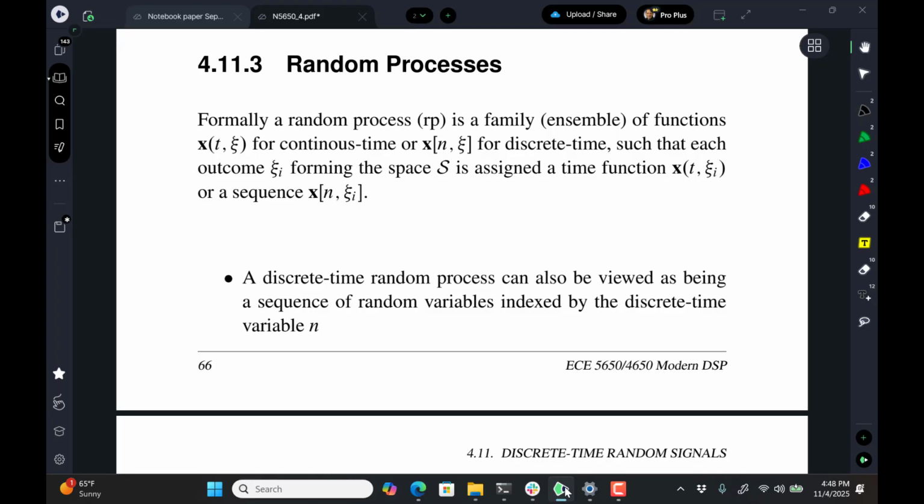But we can use that concept in different ways if we want to, but formally it's an ensemble of functions corresponding to the possibilities that could be observed in the random process.